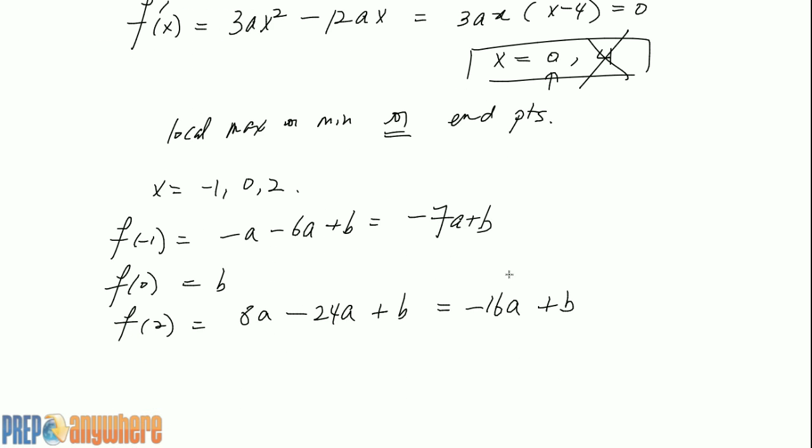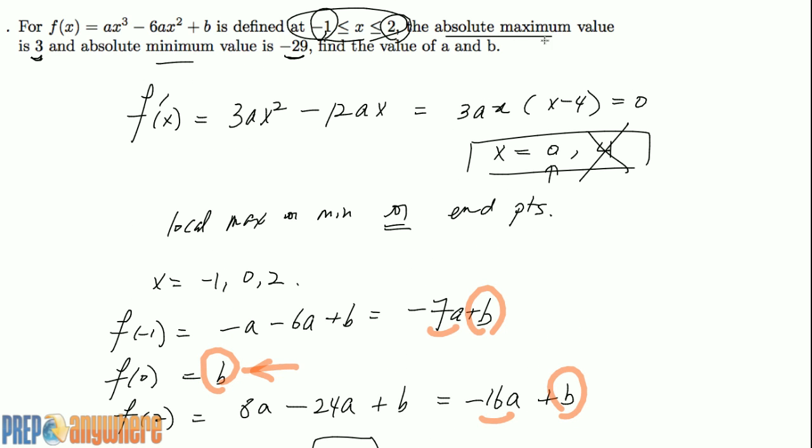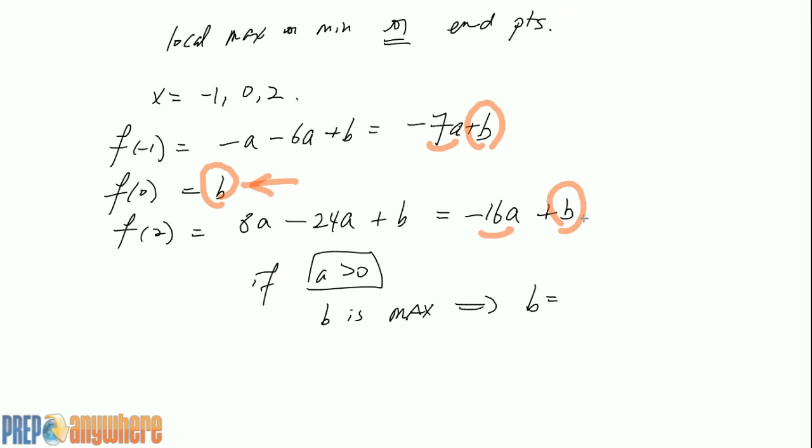Okay, so look, if a is actually a positive number, then you can see which one is the largest. Right? These have negative values, and they all share b. So clearly, this must be the maximum. Right? B is the maximum, which means b is the given absolute maximum of 3.